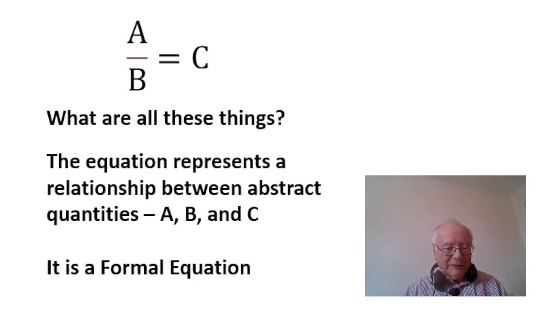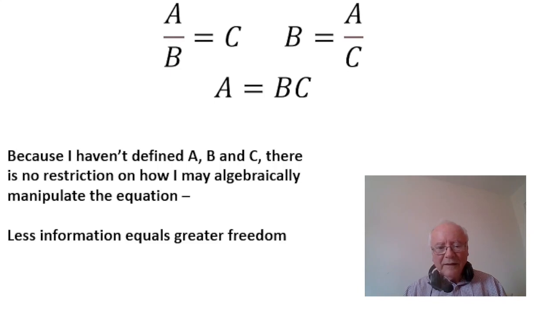Now, I haven't really said very much. What does it mean to say that they're abstract quantities? It doesn't really mean much, does it? But it does mean that I can rearrange the equation any way I want. A over B equals C, therefore B equals A over C, or A equals BC. Because I haven't defined A, B, and C, there's no restriction on how I can algebraically manipulate the equation. In other words, less information is equal to greater freedom.